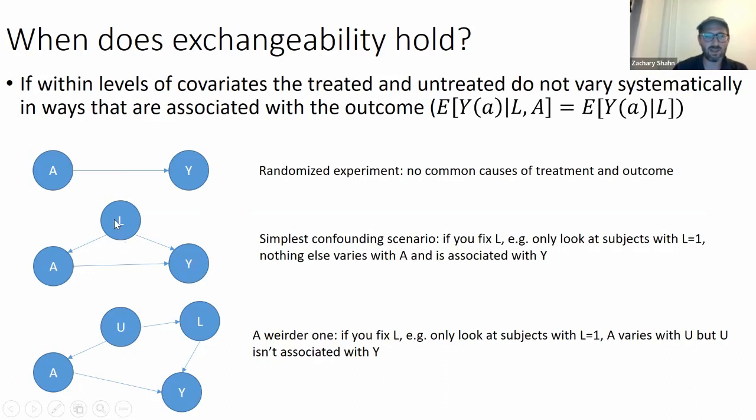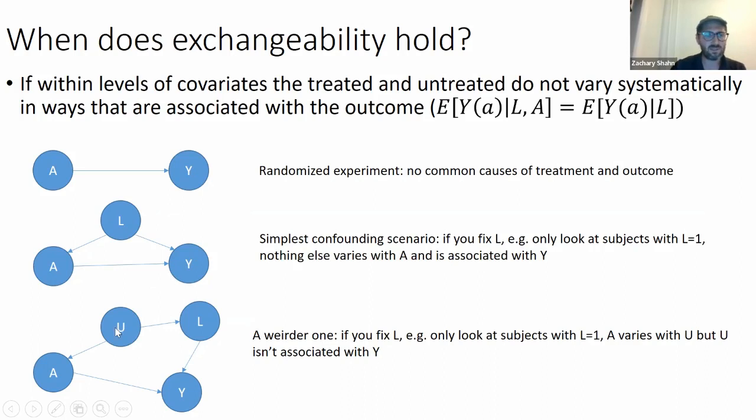Like if you're only looking at the severe headache people and severe headache is the only common cause, then there's no other systematic difference in the treated and untreated. And so that's why exchangeability holds, and why within each level of L, it's like you're in a randomized experiment. You can just take the difference between the mean outcome in the treated and the untreated, and that's the effect of treatment in people with that value of L.